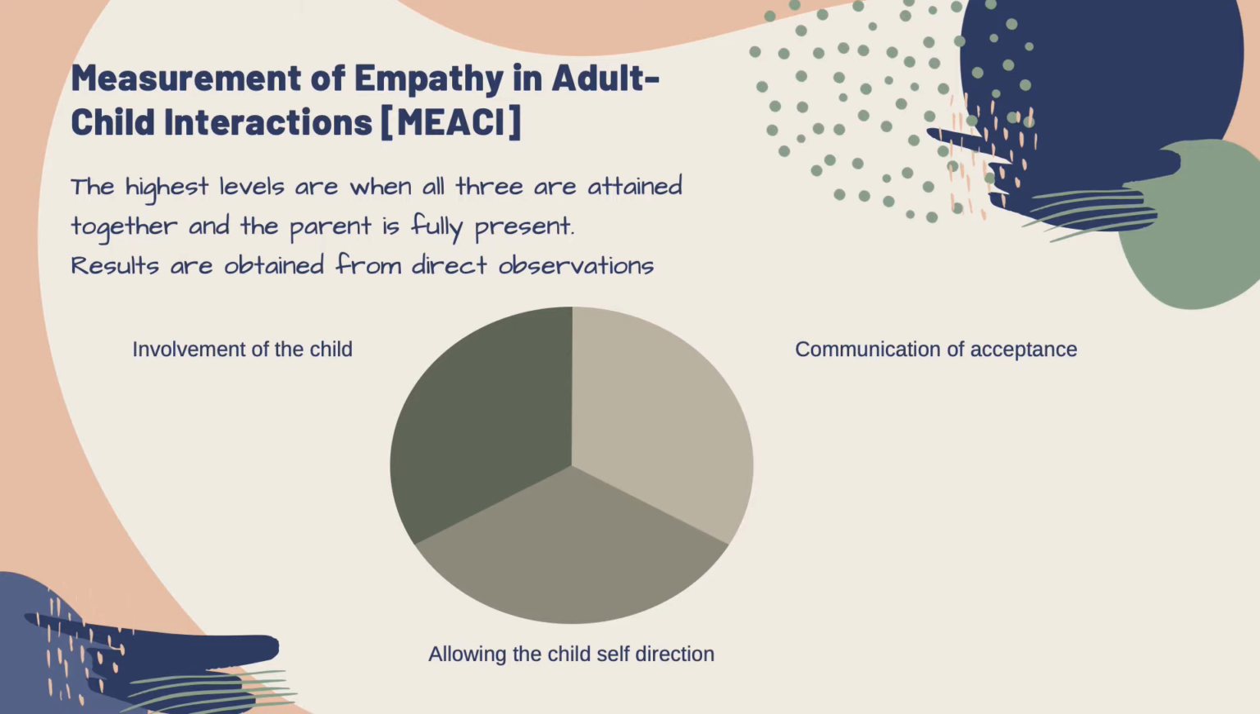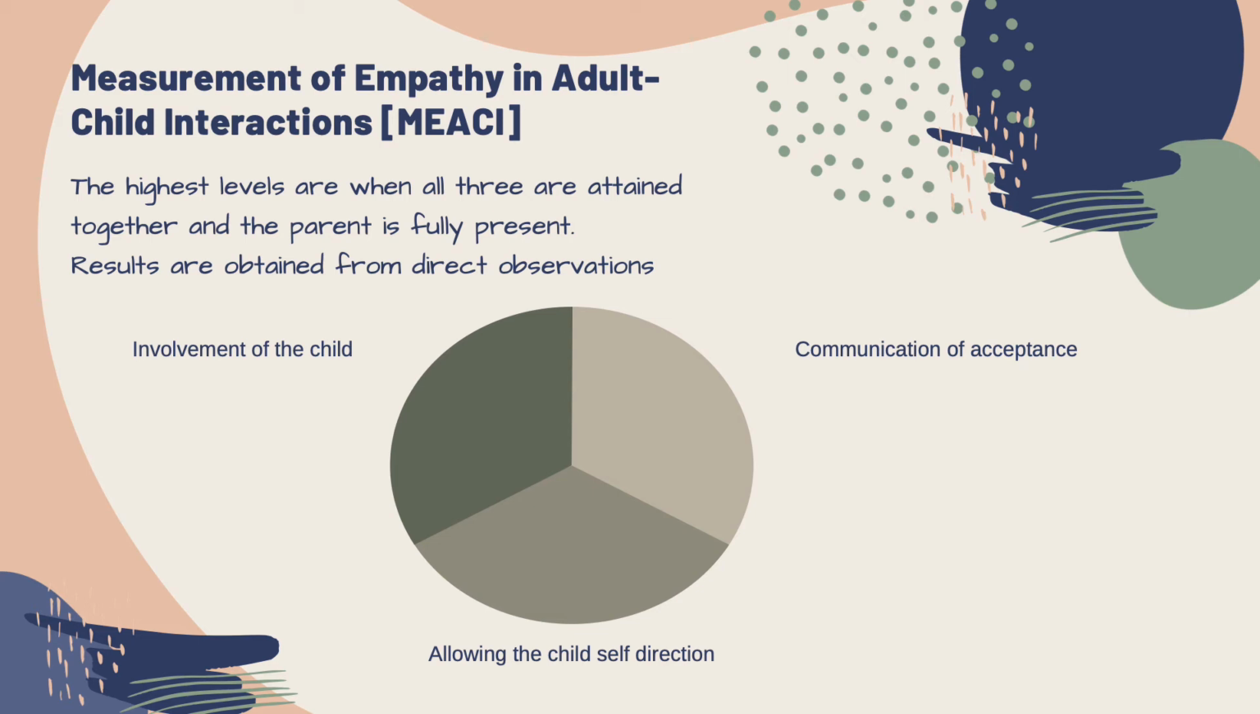The measurement of empathy in adult-child interactions is a scale used to separate 3 major aspects of empathy. These include communication of acceptance, allowing the child's self-direction, and involvement of the child. The highest levels of empathy are attained when all the scales are considered together and the parent is able to fully attend to the child, communicating frequently on the child's expression of feeling or behavior in a genuinely accepting manner, showing that the child is permitted to engage in the activity chosen.